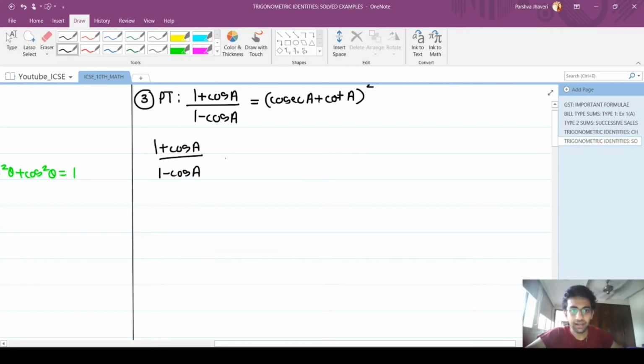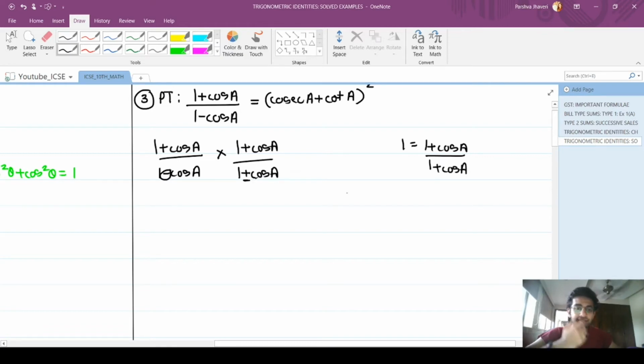I'll start with the LHS. Let's multiply by (1 plus cos A) upon (1 plus cos A). I am just going to take the opposite sign of the denominator; it is minus, so I took plus, and to neutralize it, I multiplied by 1 plus cos A. Basically, I'm multiplying it by 1. 1 can be written as (1 plus cos A) upon (1 plus cos A), right? And anything into 1 is the same thing. So that's what I have done over here.